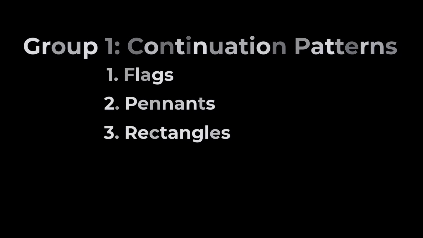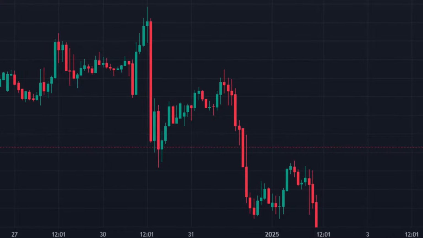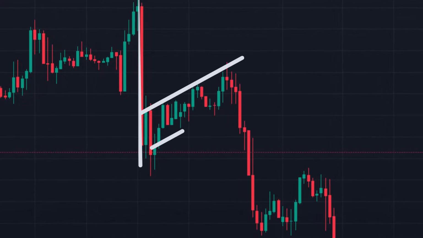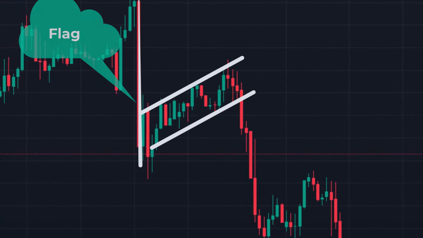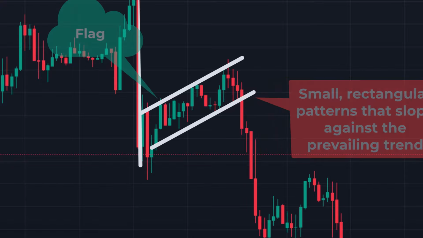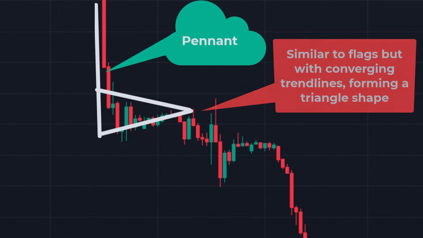Group 1. Continuation patterns. First up are continuation patterns. These indicate that the current trend is likely to continue after a brief consolidation period. Key examples include flags. Flags are small rectangular patterns that slope against the prevailing trend. Pennants. Pennants are similar to flags but with converging trend lines forming a triangular shape.